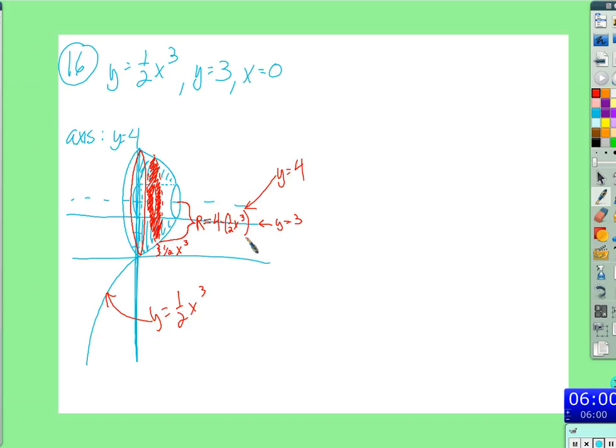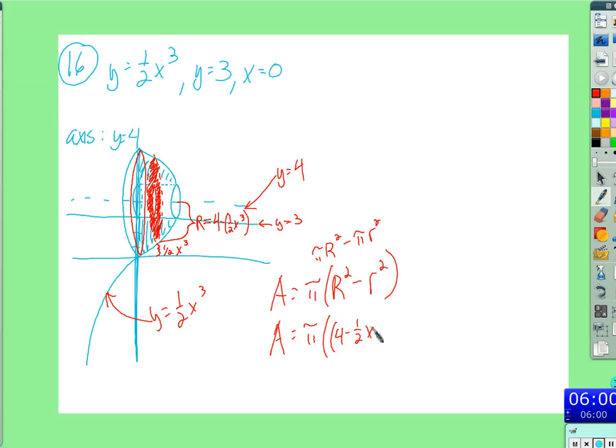We have to square that too. The area is going to be equal to pi times big R squared minus little r squared, right? That comes from big circle minus one little circle, and factor out that pi. Area equals pi times, the big R is that whole thing, 4 minus 1/2 x cubed, and we square it. What about little r? This little guy is just 1. It's the difference between 4 and 3, so it's always just 1 all the way across. 1 squared. We'll work this out to make it look a little simpler before we put it in our integral.